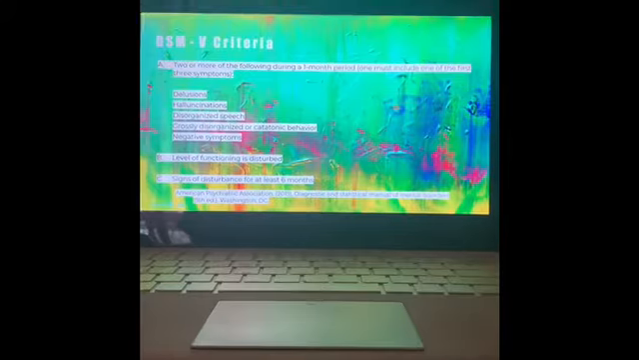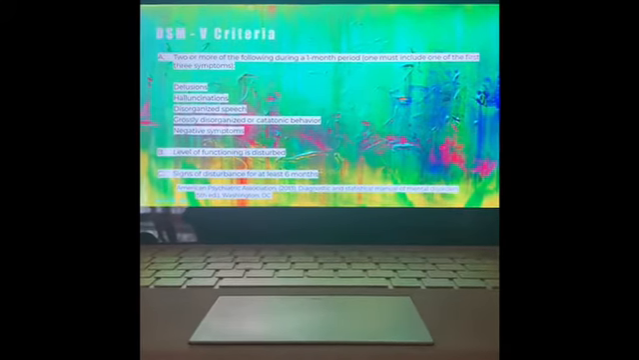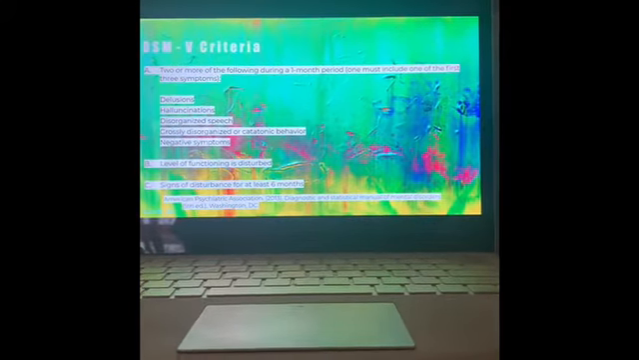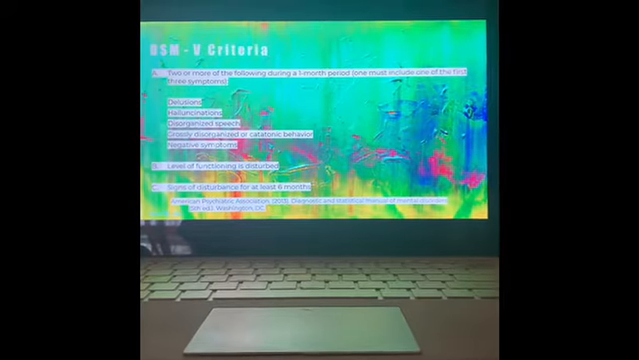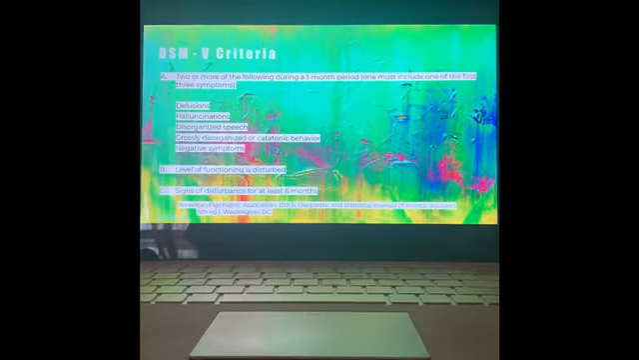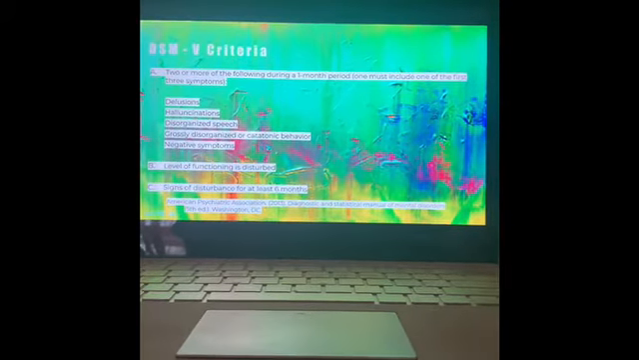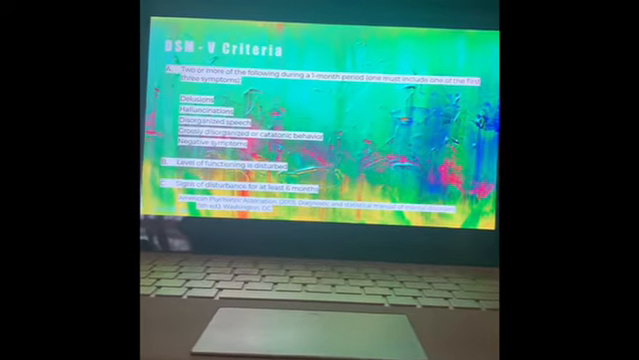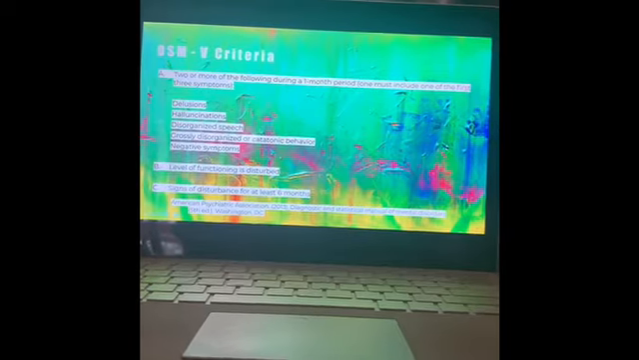Two of the other symptoms include grossly disorganized or catatonic behavior, and catatonic could be muscular rigidity. And then negative symptoms, which mean missing emotional expression, like we've said before.